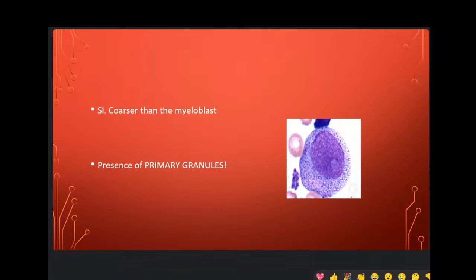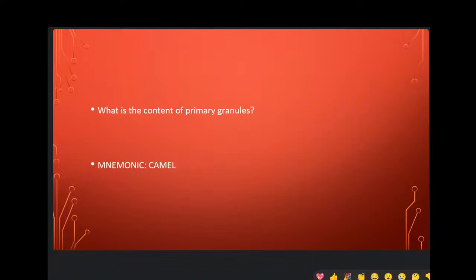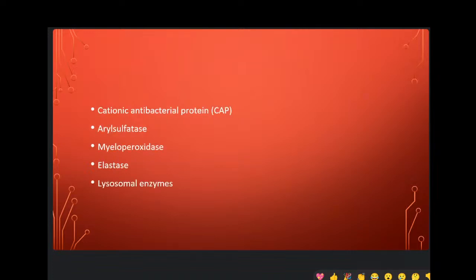Okay? Now, let's go to what is the contents. I think the thing that you need to remember is the word camel. Na-realize ko lang yan nung nandun na ako sa Saudi Arabia kasi lagi ako nakakakita ng camel. Okay? So ano bang laman ng camel na yan? Actually, camel stands for cationic antibacterial protein, aryl sulfatase, myeloperoxidase, elastase, and lysosomal enzymes.